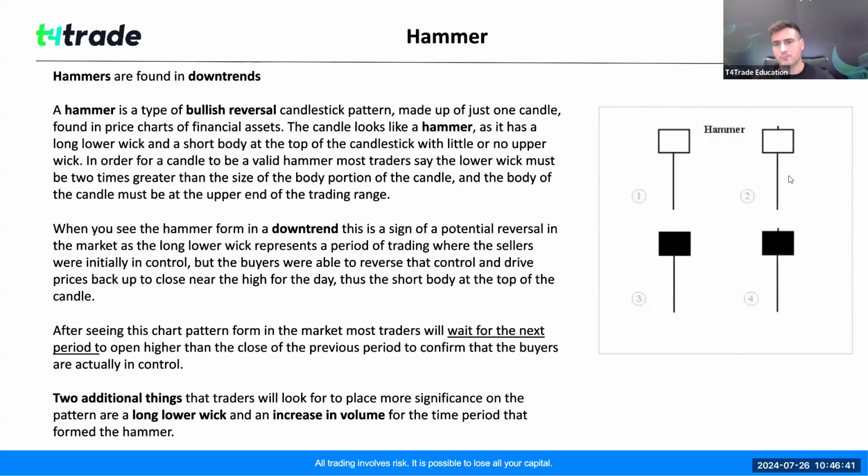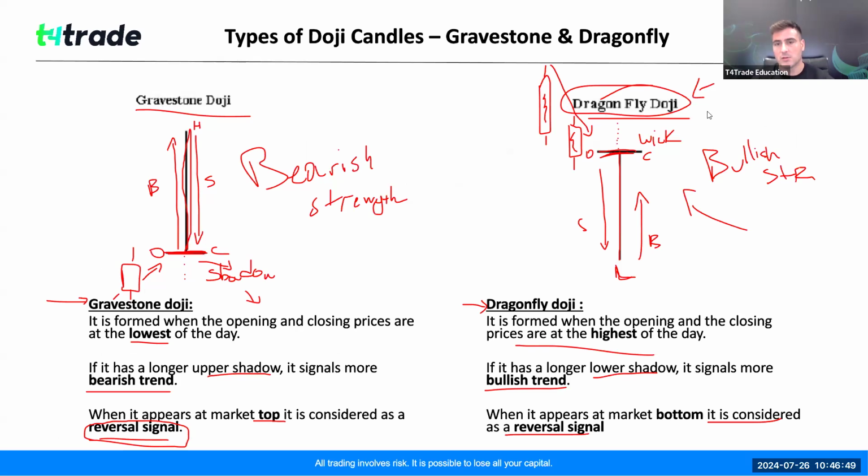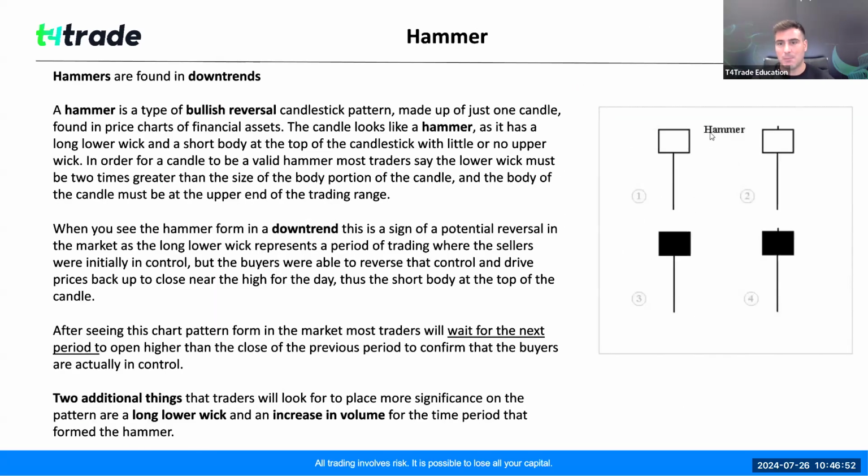Okay, so similar to the dragonfly doji, this one is the hammer. Okay, with the exception being that we have an actual body here, so open price is here, close price is here. Okay, so this is not the same level. This is not a doji. Okay, so hammers are found in downtrends most of the time. You can find it in uptrend as well, but they are significant in downtrends. That's why we talk about them.